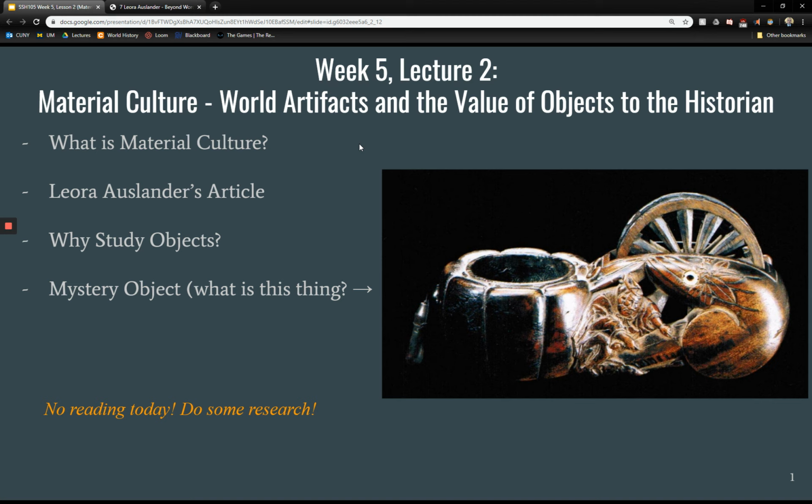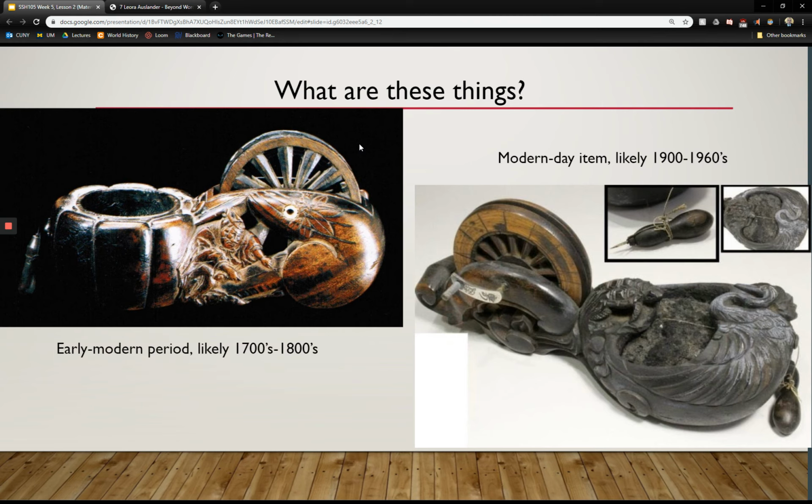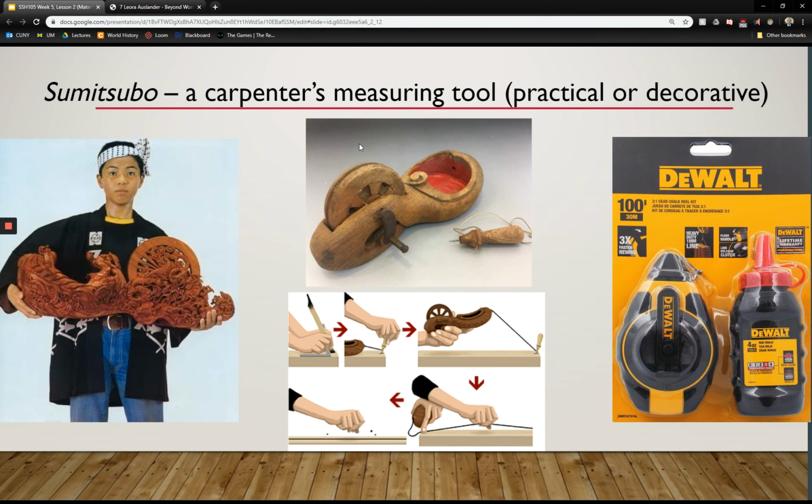Okay, so we're unpausing the video now, and I'm going to tell you about it. Here's an early modern version, the one we were just looking at, likely from the 1700s or 1800s, perhaps a little bit earlier, a little bit too late for this course, but this is just for a demonstration. And here's a modern day object on the right from the 1900s to maybe the 1960s or so, not that old. And this is called a sumitsubo. It's a Japanese carpenter's measuring tool.